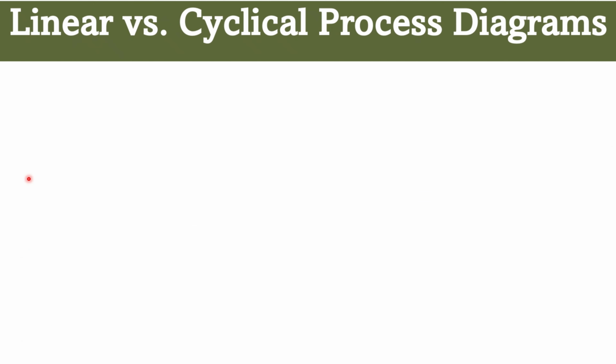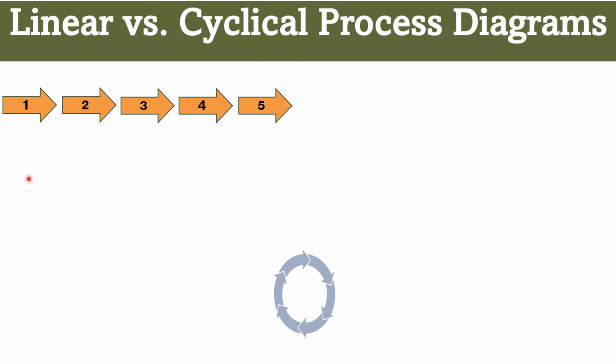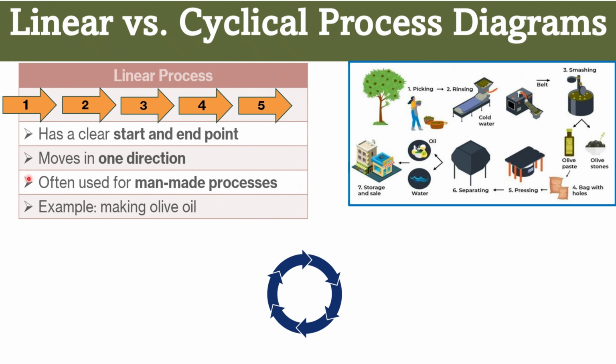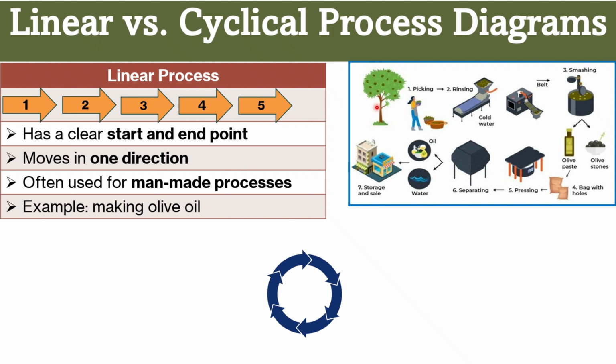In IELTS process diagrams, the flow can be either linear or cyclical. A linear process has a clear beginning and an end. It moves step by step in one direction. These are common in man-made processes, such as how a product is made. For example, the process of producing olive oil is linear. It starts with picking olives and ends with storage and sale.